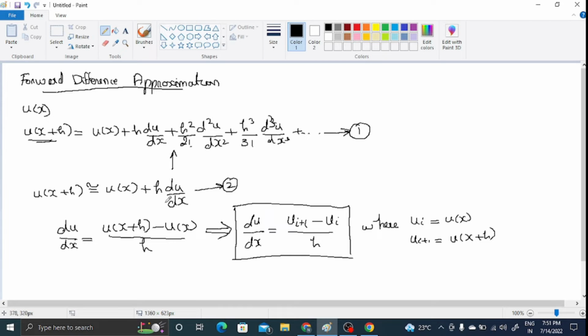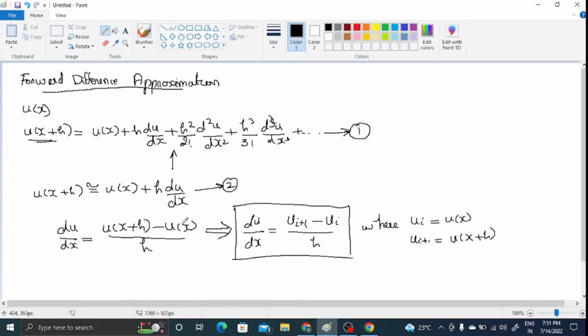Now this one is modified as du by dx equal to u of x plus h minus u of x divided by h. I told you u of x plus h is the value of u corresponding to the next point of x, that is x plus h. u of x is the value of u at the current position. So this one is du by dx after modifying equation number 2.